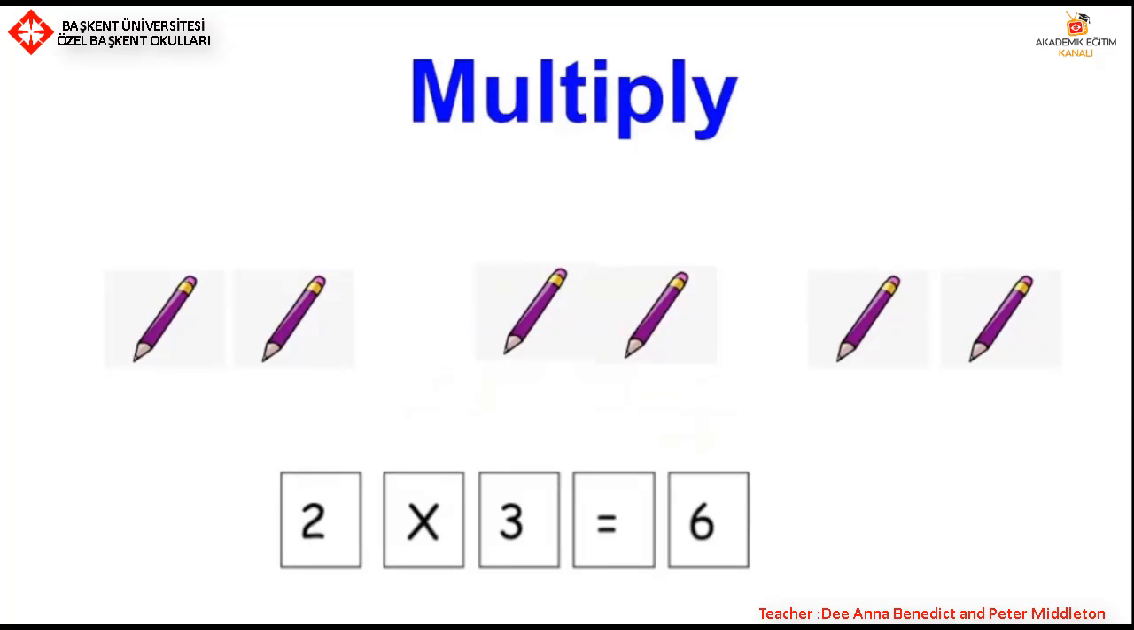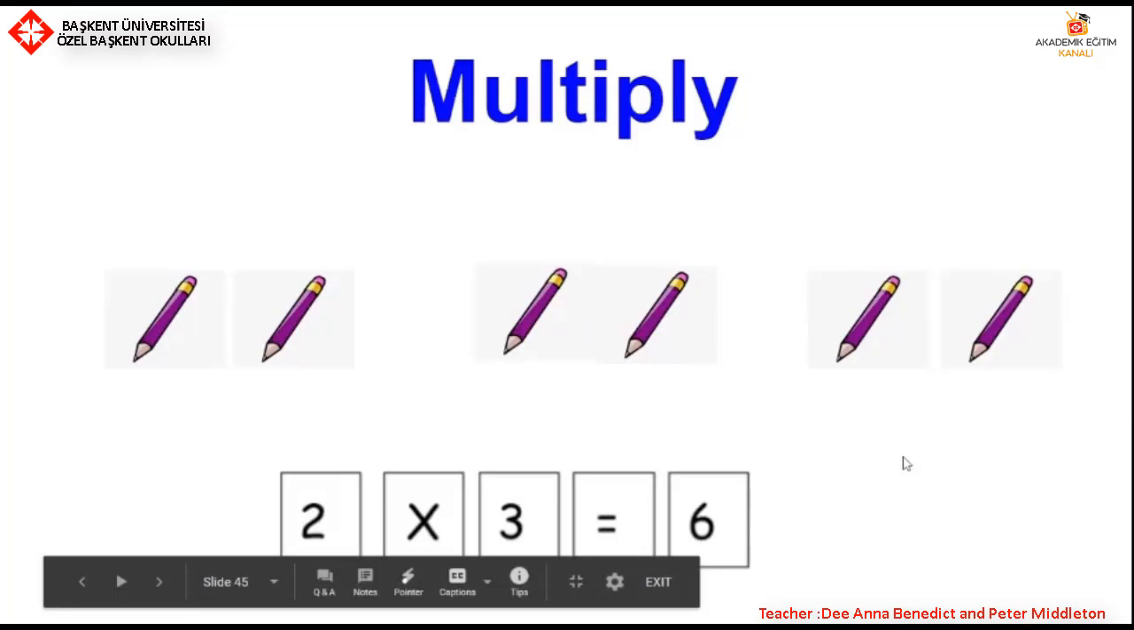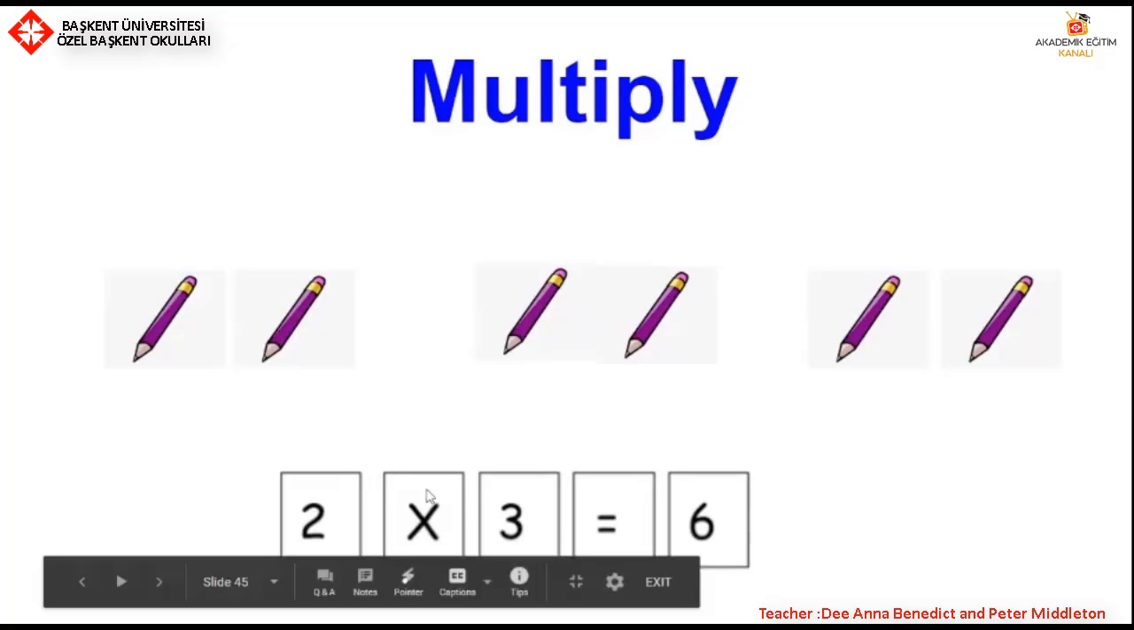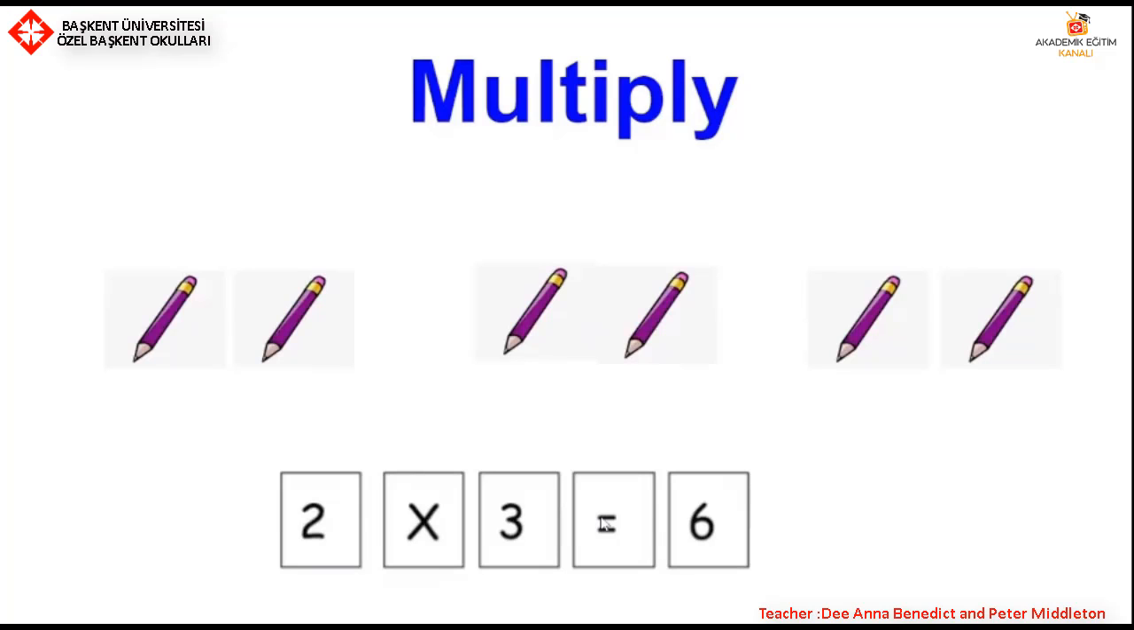Look at the pencils. We can multiply them. There are 2 pencils, 2 pencils, and 2 pencils. There are 3 groups of 2 pencils. 2 times 3 equals 6.